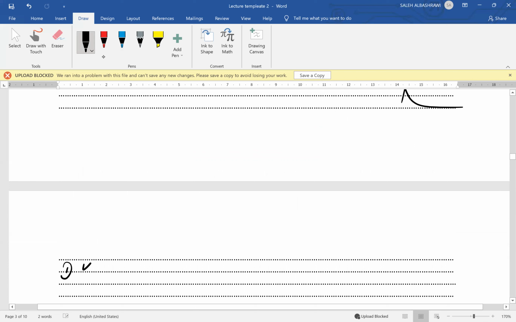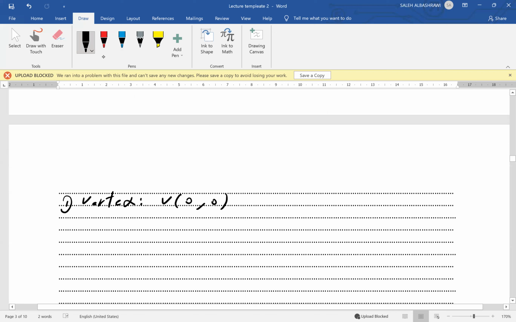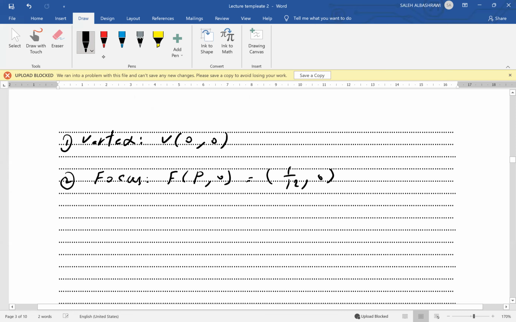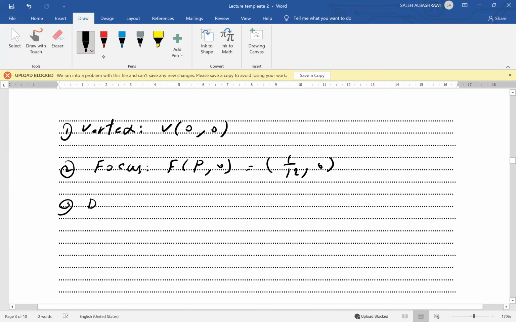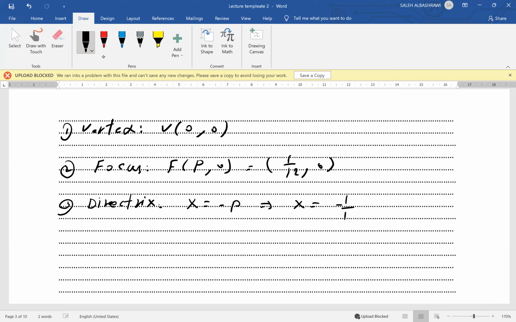Let's find the focus point. Number 1, vertex V is 0 and 0. Number 2, focus point F is p and 0, which is equal to 1 over 12 and 0. Number 3, directrix. x will be minus p, that will give me x equal to minus 1 over 12.